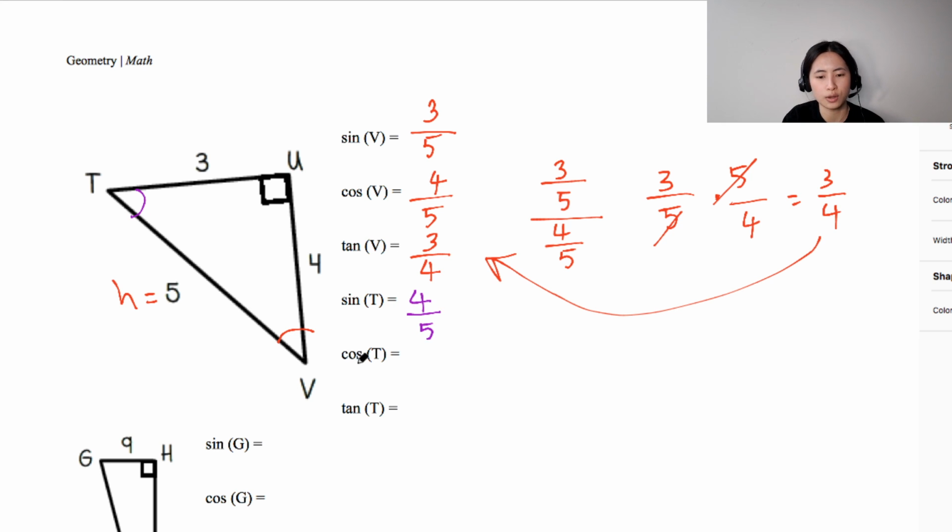And then if you're looking at cosine t, it's adjacent. So adjacent would be 3. Hypotenuse is 5, so it's over 5. And if you're looking at tangent t, it's going to be opposite, which is 4, adjacent is 3. Great. And you know the drill for tangent, right? Tangent t, you can use sine t over cosine t. It's up to you.